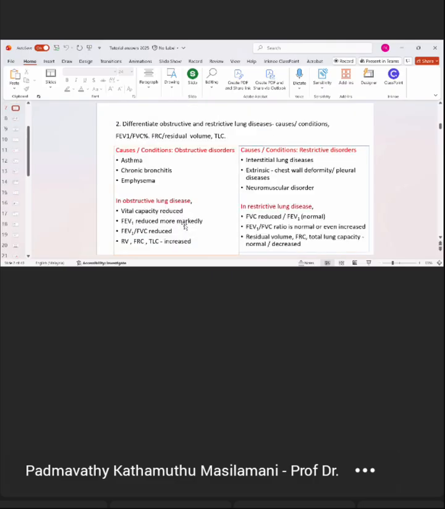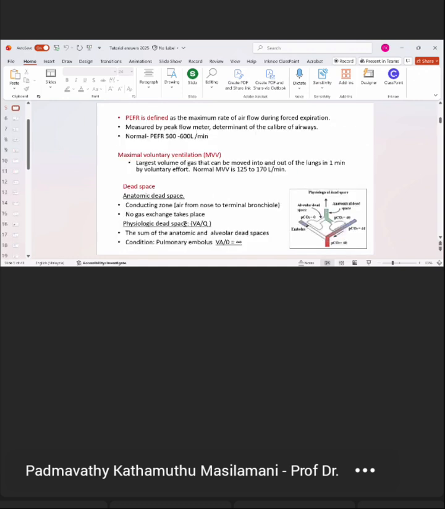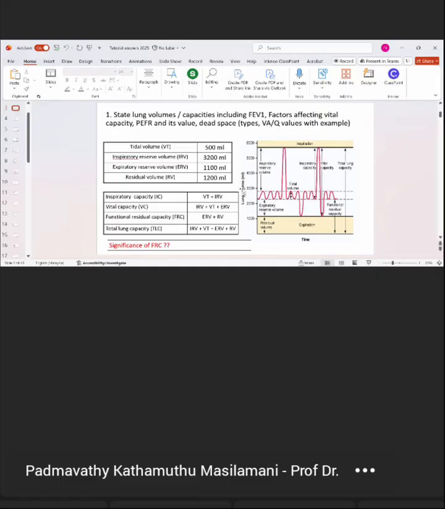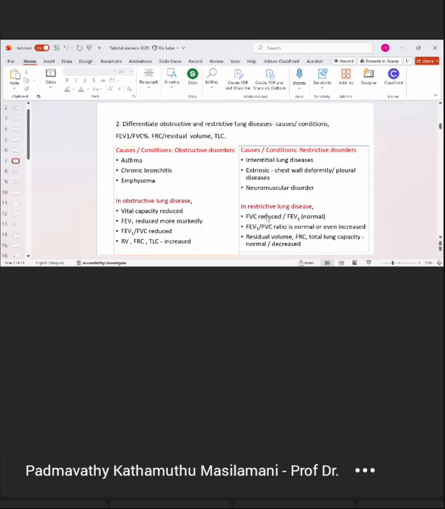I have covered obstructive, restrictive, and also the calculations, and the difference between the dead space, and how to calculate the different tidal volume, IRV and ERV. Yes, I think we can stop here. It is too much now. The remaining modules I will cover on Thursday.